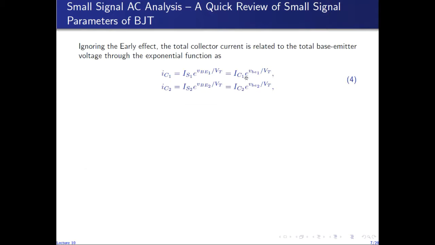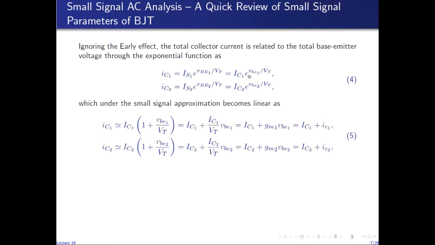So as we did there, we can expand this exponential function through Taylor series around 0, and then using the small signal approximation, we can ignore all the higher order terms, which gives us this approximate linear expression for the collector current in terms of the base emitter voltage.